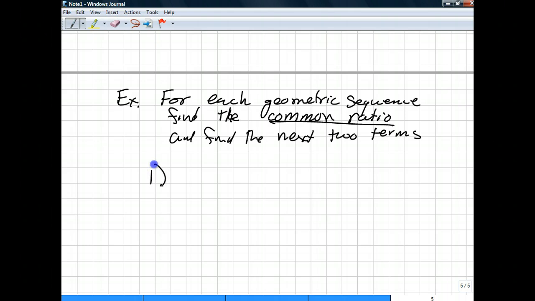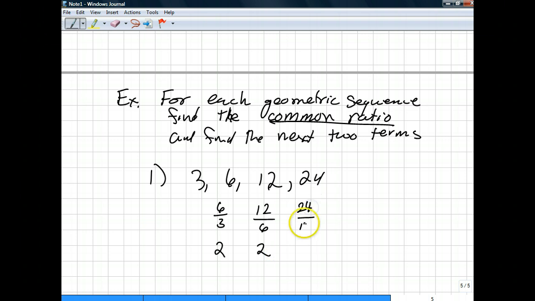Okay, so number 1, I have 3, 6, 12, 24. If I take 6 and divide it by 3, that gives me 2. And if I take 12 and divide it by 6, that also gives me 2. 24 divided by 12 is 2. So the common ratio equals 2. That means to get the next two terms in the sequence, all I do is multiply by 2. So 24 times 2 is 48, and 48 times 2 is 96.